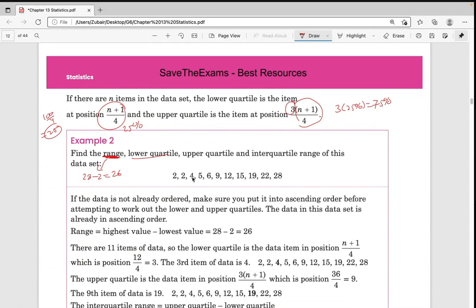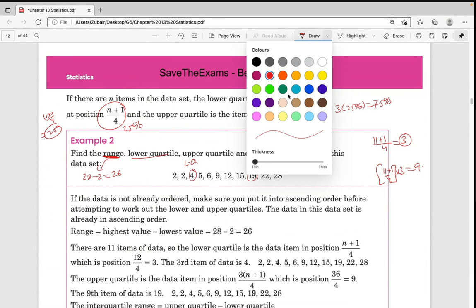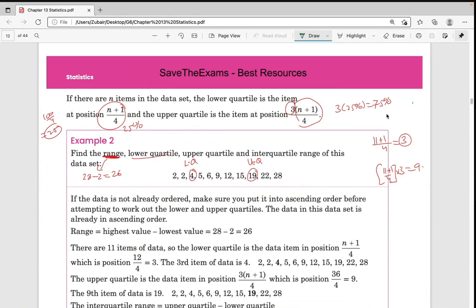Now when I need the lower quartile, I'm just counting. These are 1, 2, 3, 4, 5, 6, 7, 8, 9, 10, 11 numbers. So 11 plus 1 by 4 is 12 by 4, which is 3. So the third number is 4, which is my lower quartile. Now the upper quartile is 11 plus 1 by 4 times 3, and this is the ninth number. So 1, 2, 3, 4, 5, 6, 7, 8, 9. My upper quartile is 19. Is it getting clear why we use 1 and 3?